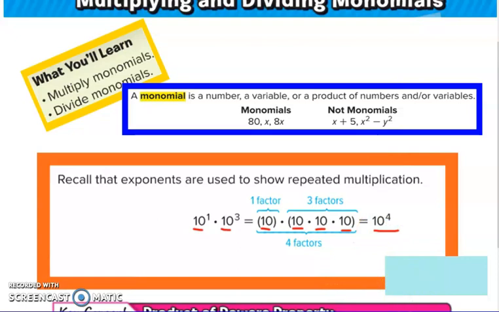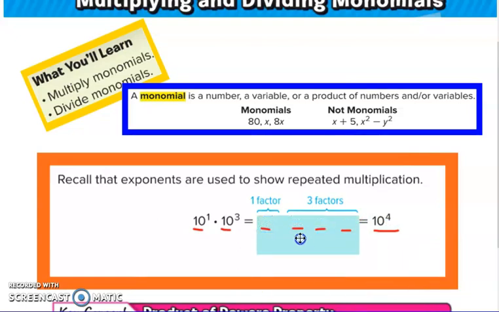So what's exciting about this is that you could go and cover that up. Okay? If you go and cover that up, let me get rid of those little dashes in there. If you go and cover that up, look at that. You could see that 10 to the first power times 10 to the third really equals 10 to the fourth.